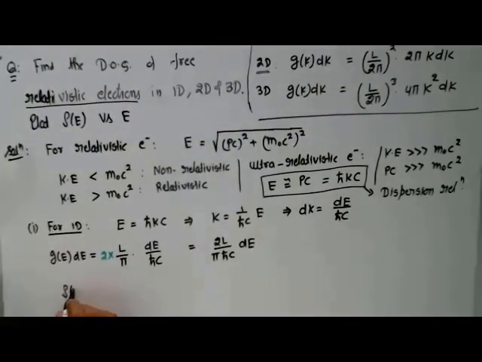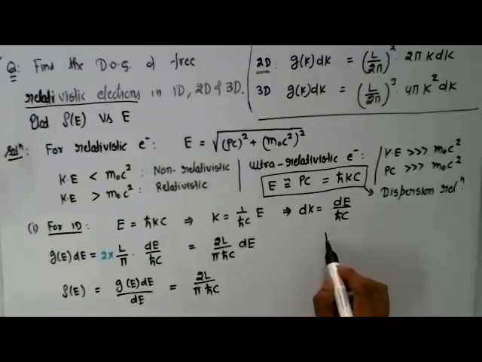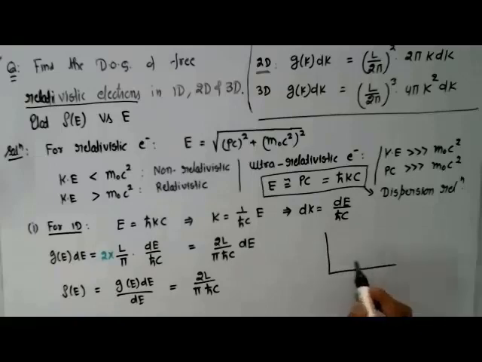And density of state, it simply becomes g(E) dE upon dE. So this simply becomes 2L upon pi h cross c. That is independent of the energy, right? So when you plot rho E versus energy, so what you're going to have? A constant.